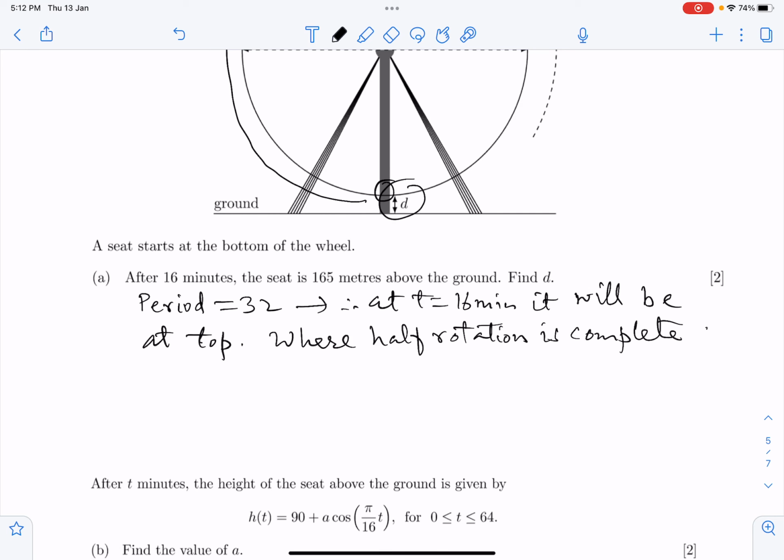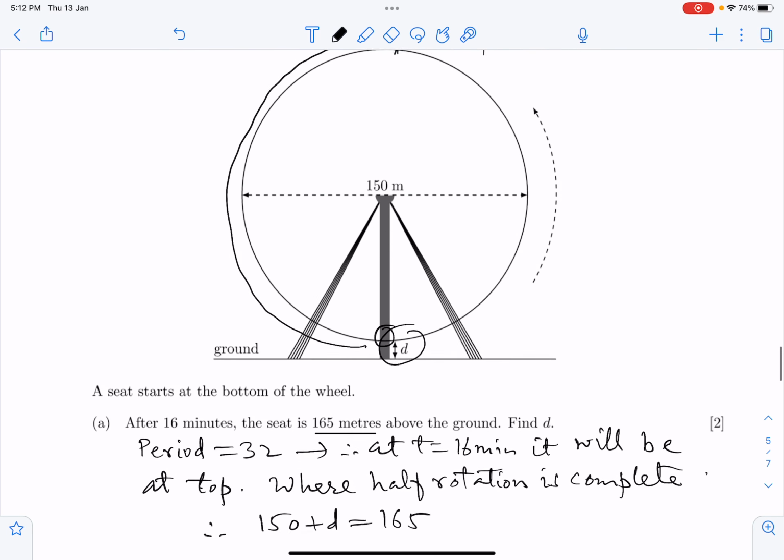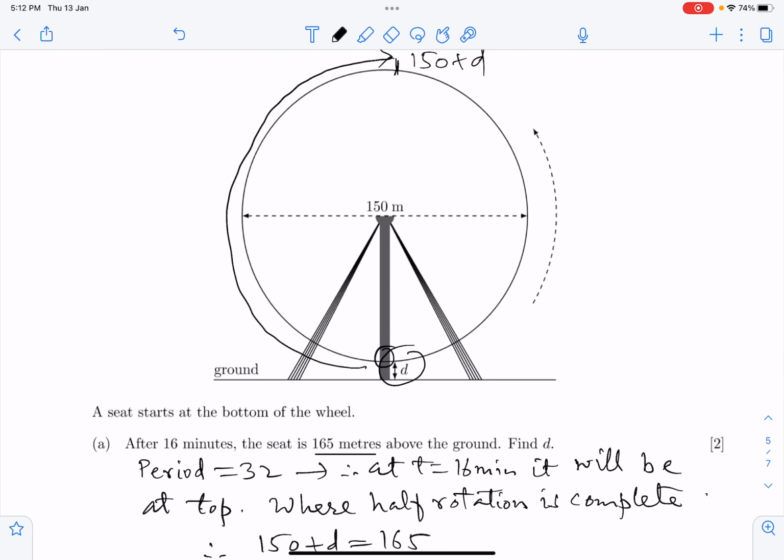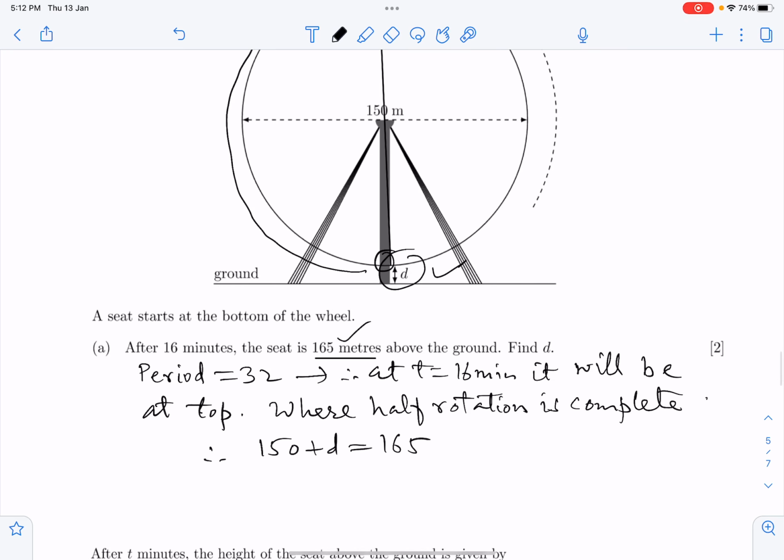Okay then. So therefore we will write 150 plus d is equal to 165, isn't it? Why is it like that? Because they said the seat is 165 meters above the ground. So 150 is the diameter. Look here, this is the diameter of the wheel. Okay, and then plus d. So 150 plus d should be 165.